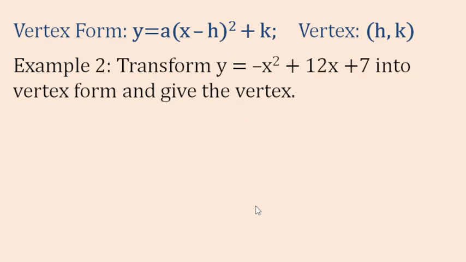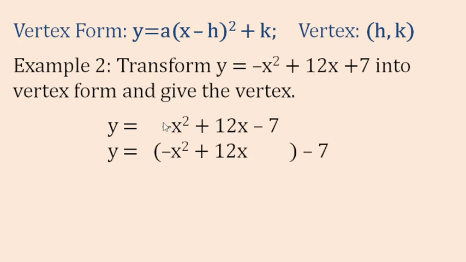Let's do another example. Transform y equals negative x squared plus 12x plus 7 into vertex form and give the vertex. First, we will copy down our quadratic function. So first step, we are going to enclose in parentheses the first two terms. And we have a negative 1 coefficient here. So what we will do is bring this coefficient first outside the parentheses. We do that by factoring. If we bring the negative 1 out, this positive 12x will be affected. So it looks like this.